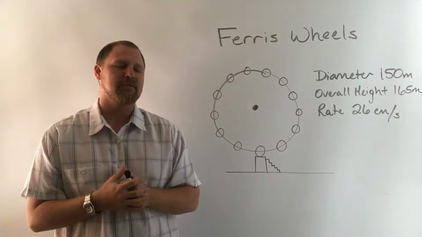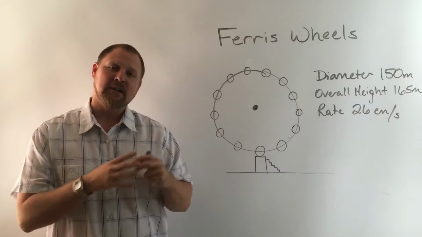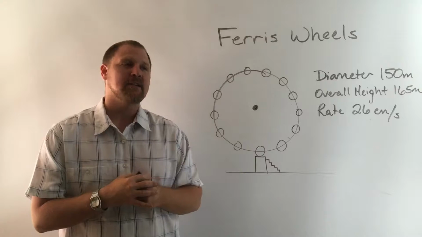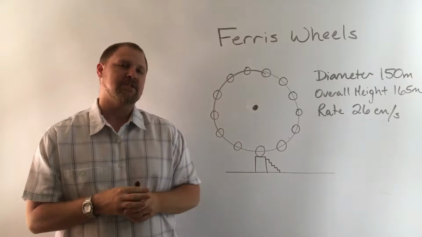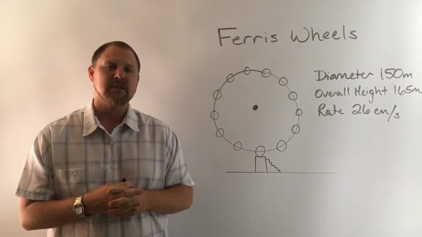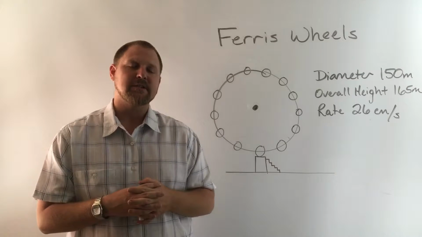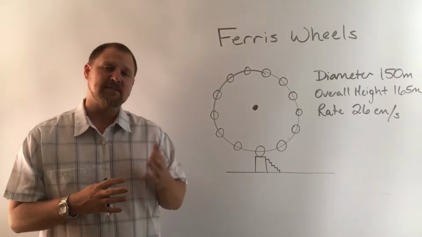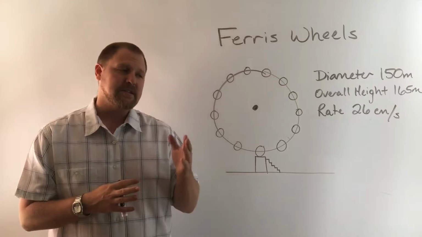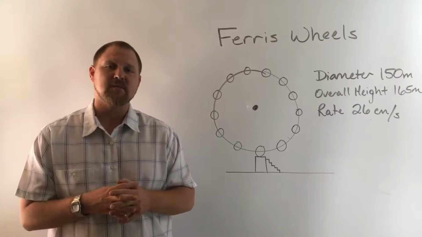Our first look at periodic functions deals with Ferris wheels, and we're introduced to the Singapore Flyer, where we have dimensions such as the diameter is 150 meters, the overall height is 165 meters, and the constant rate or speed that this wheel turns is 26 centimeters per second.